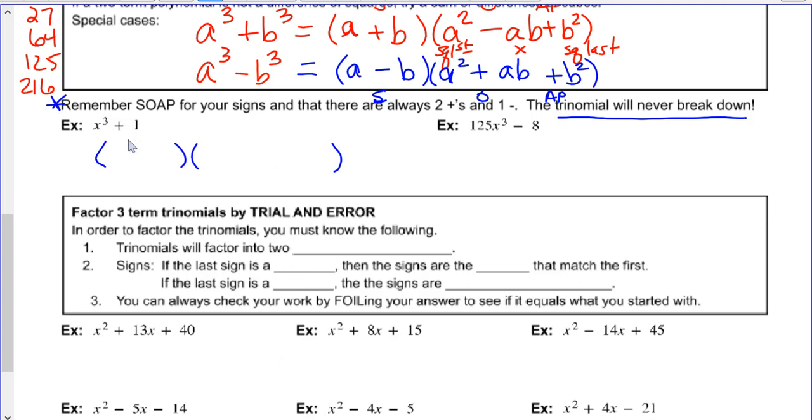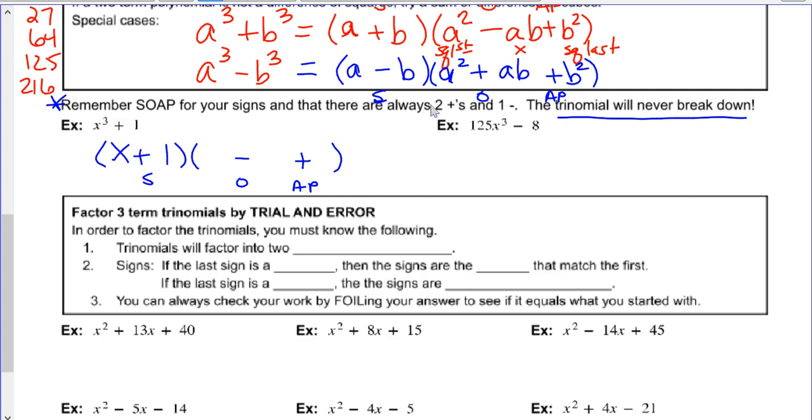If this is a plus, this is the same. This one is opposite, and this one is always positive. So, for you to remember that. And what do I cube to get an x cubed? That's what I need to ask myself here. What do I cube to get an x cubed? It is an x. What do I cube to get a 1? It has to be a 1.